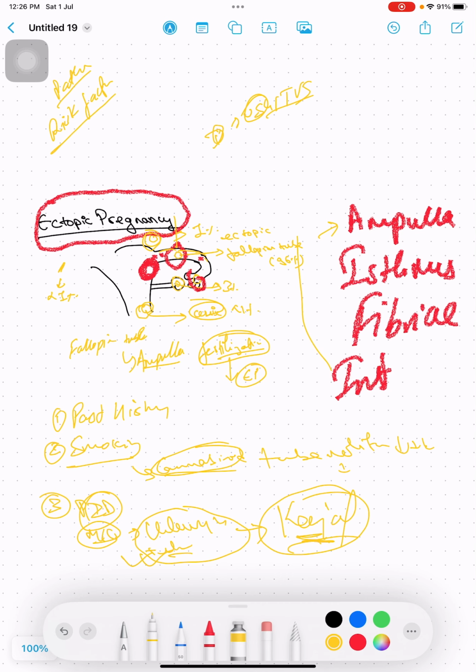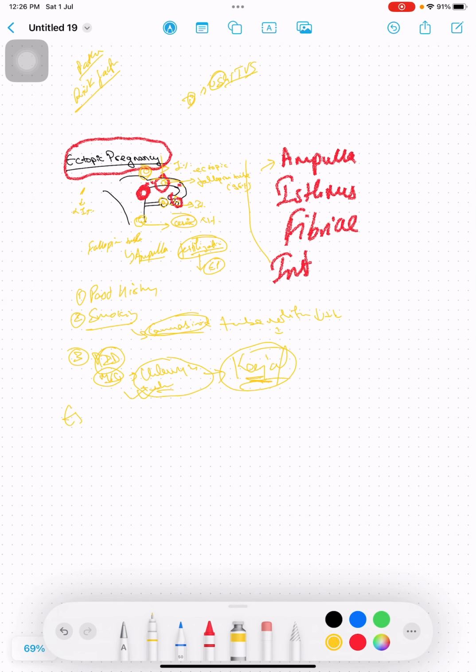And remember, excess of progesterone is also one of the most common risk factors. What happens when there's an excess of progesterone? We know that progesterone is a smooth muscle relaxant. So an excess of progesterone will lead to relaxation of the fallopian tube and a decrease in motility, which will lead to implantation of the ova in ectopic sites.